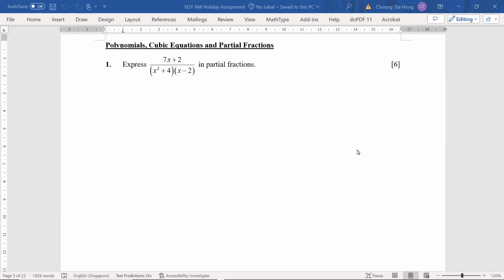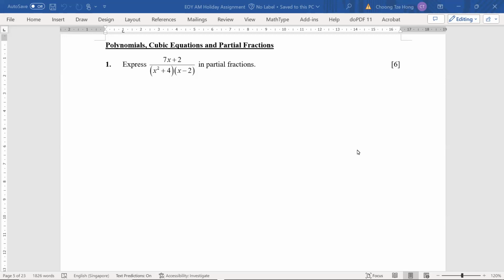partial fractions. For partial fractions, the first thing we need to ask ourselves is whether this is a proper or improper fraction. For this question, since the degree of the numerator is smaller than the degree of the denominator, it's a proper fraction, so we do not need to do long division first.